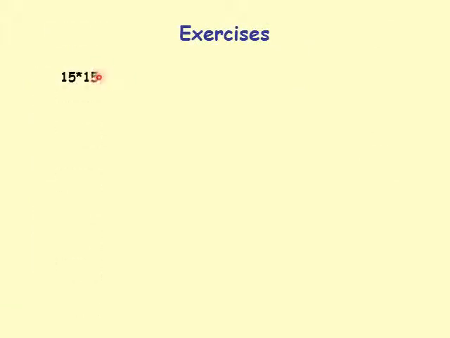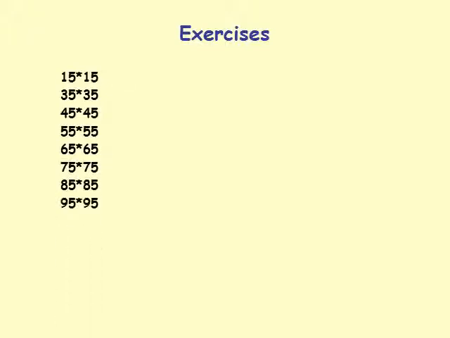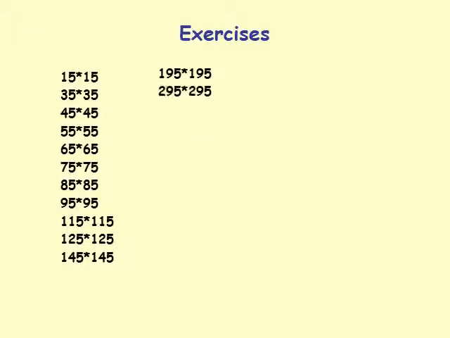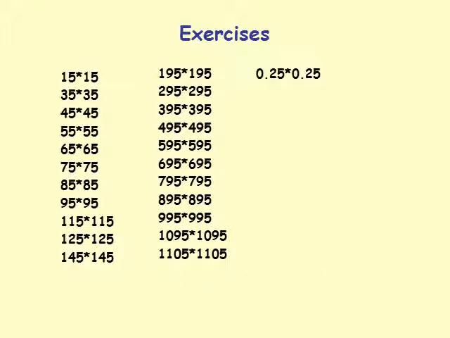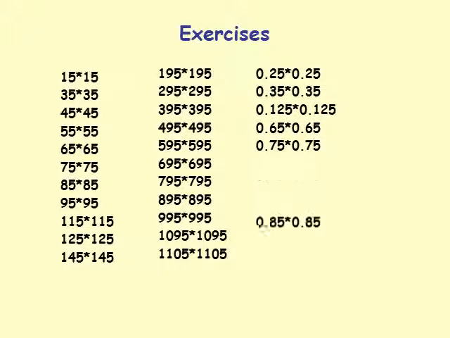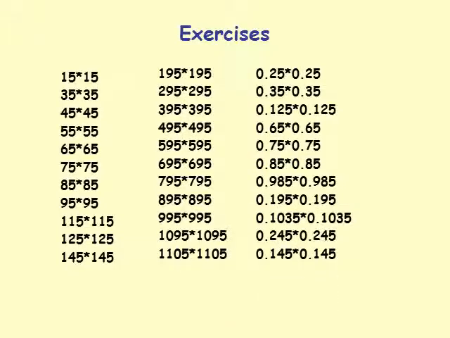Exercises now. So 15 times 15 we already did before. 35 times 35, 45 squared, 55 squared, 65 squared, 75 squared, 85 squared, 95, 115, 125 squared, 145, and some more. Now some fractions. 0.25 times 0.25 we discussed already. 0.35 times 0.35, 0.125 times 0.125, 0.65 times 0.65, and some more.